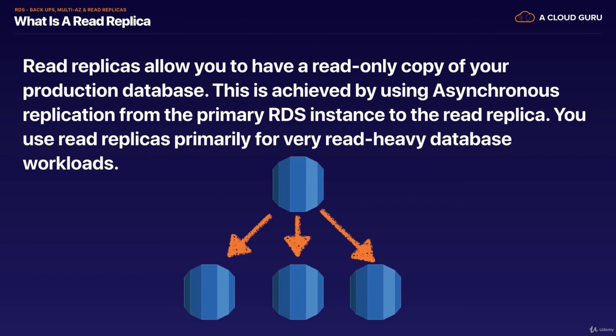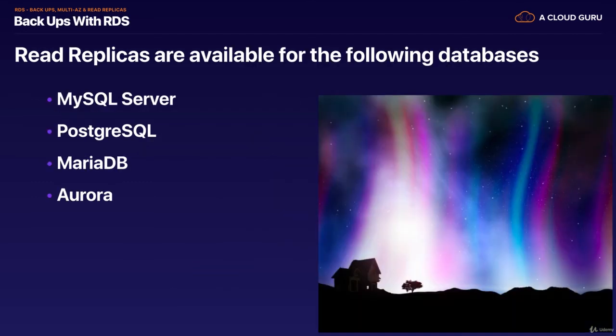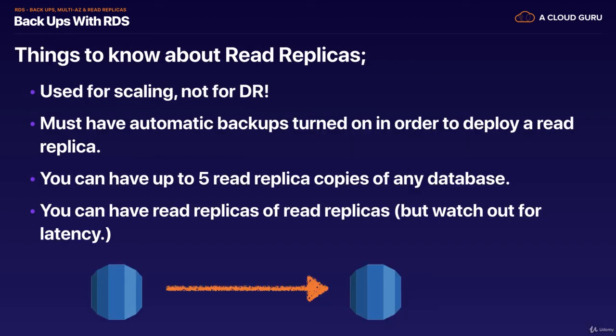And where you're going to see this come up in the exam is it will talk about how you can improve performance for a database. And there are two ways really you can do that. You can go in and add read replicas, and you can also go in and start using ElastiCache. And we're going to have an ElastiCache lecture coming up as well. But that's where you're going to see read replicas come up in your exams. And read replicas are available for MySQL Server, PostgreSQL, MariaDB, and Aurora.